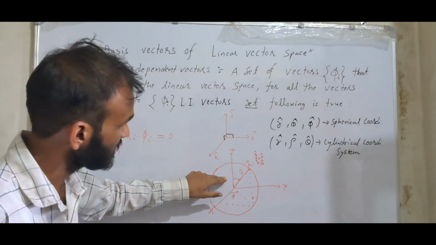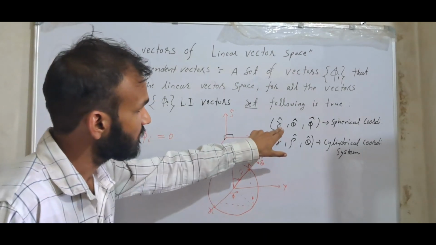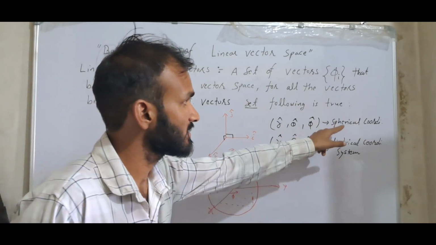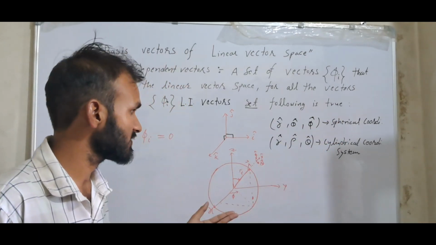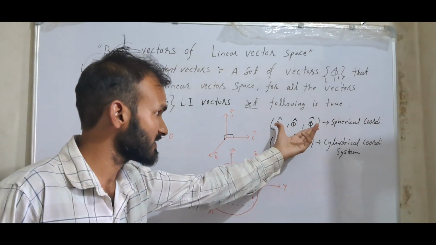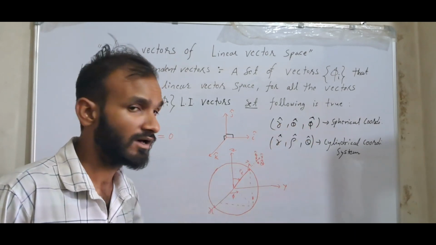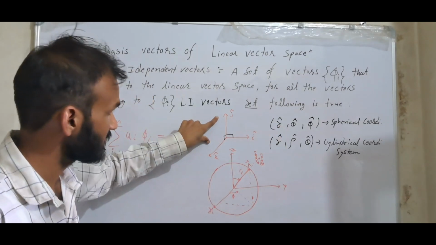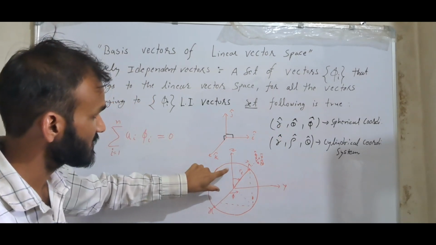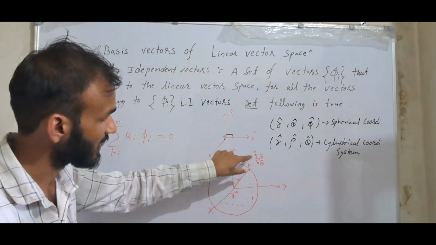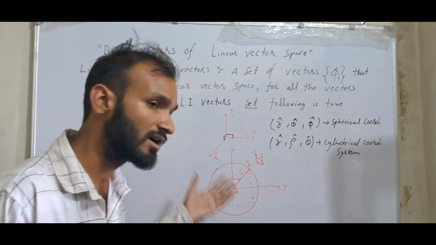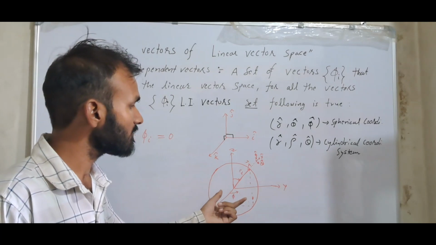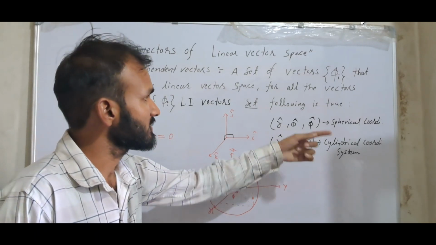So here is the other set of vectors: r, theta and phi. These are the spherical coordinate system, and these are the unit vectors of the spherical coordinate system. If these are linearly independent vectors, then these vectors r, theta and phi are also linearly independent vectors. There is no relation between all these 3 vectors.